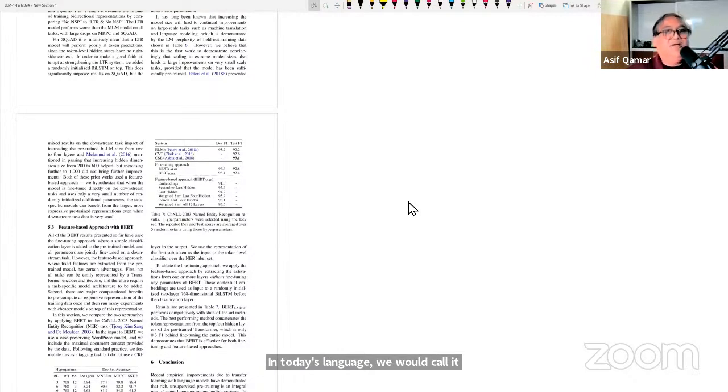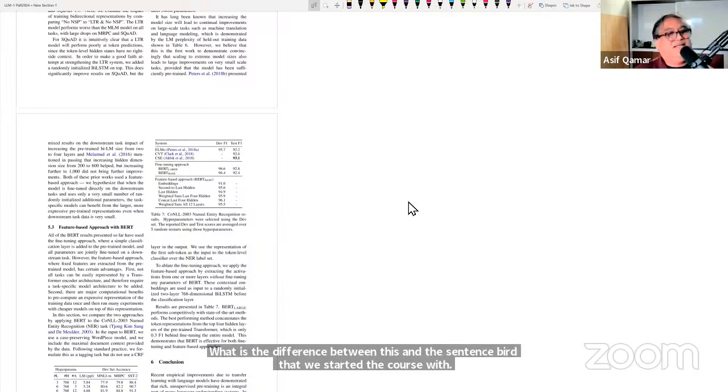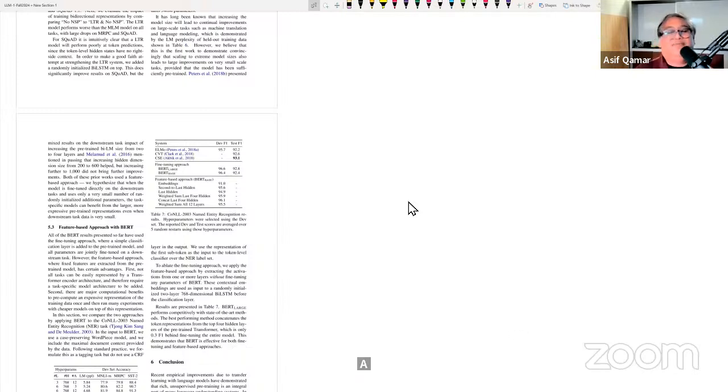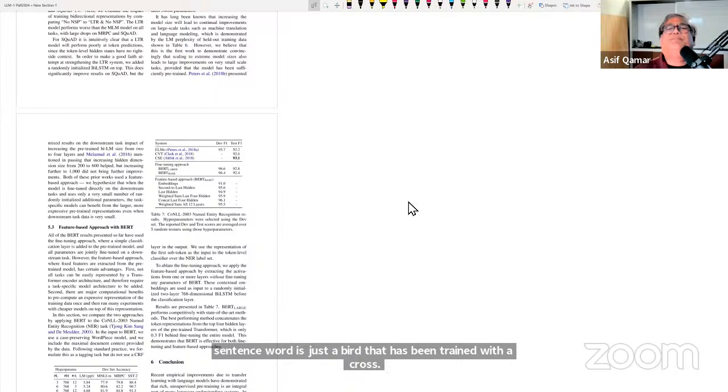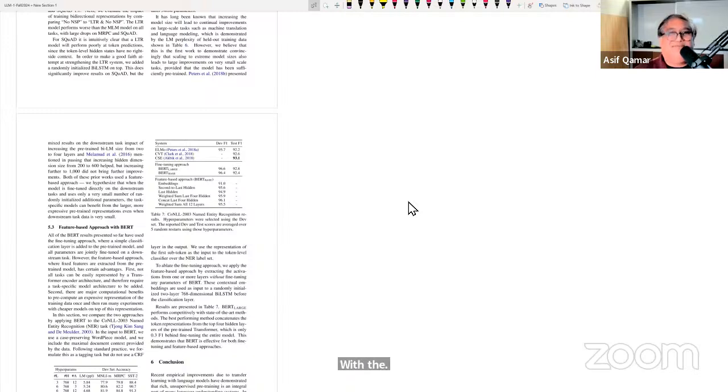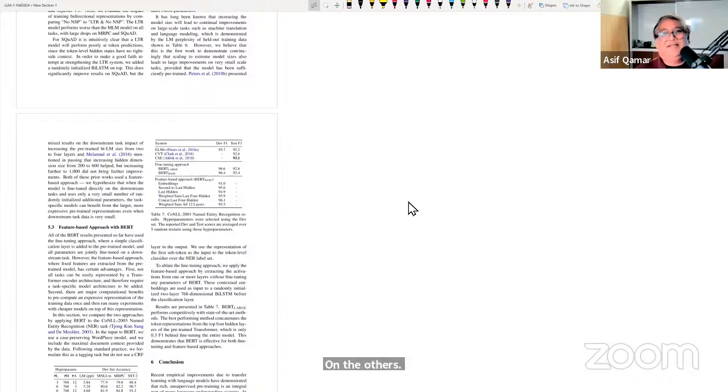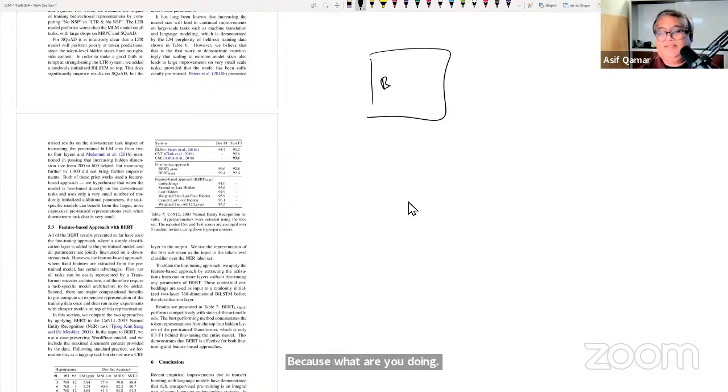Now, you realize what is the difference between this and the Sentence BERT that we started the course with? A Sentence BERT is just a BERT that has been trained with a contrastive loss, triplet loss, with a contrastive loss at the end of it, isn't it? Because what are you doing? You take a BERT and you're giving it text.